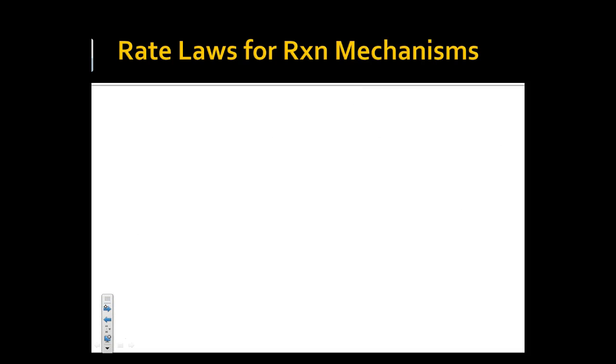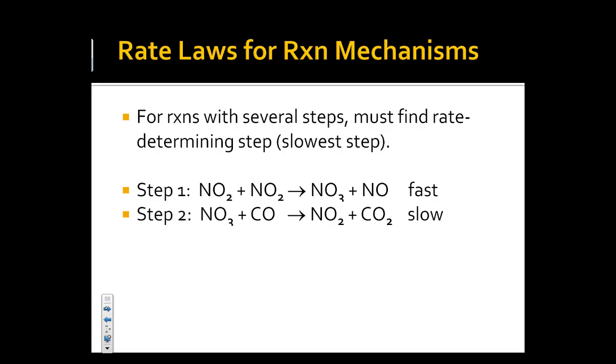Now, what if we have a reaction mechanism? How do we write the rate law expression for that? Well, if a reaction has several steps, we must find the rate determining step, which is going to be your slowest step. How do you know which one's slow? Because they're going to tell you. You would receive all of this information in a problem like this. So you have to know that you're going to use the rate determining step, which is the slowest step. So that would be step number 2, and we base our rate law only off of that slow step.